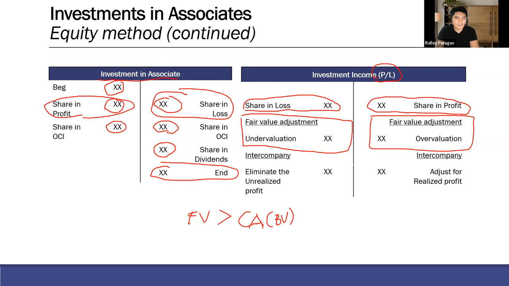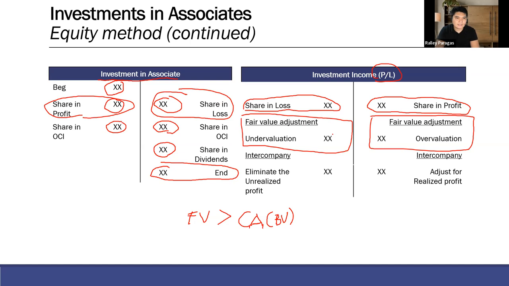No? So adjusted na yan. Okay? So yung mga fair valuation adjustments natin na nandito, both na-adjust yung investment income and na-affect din yung investment in associate balance natin, the investment balance which is being presented in the statement of financial position.